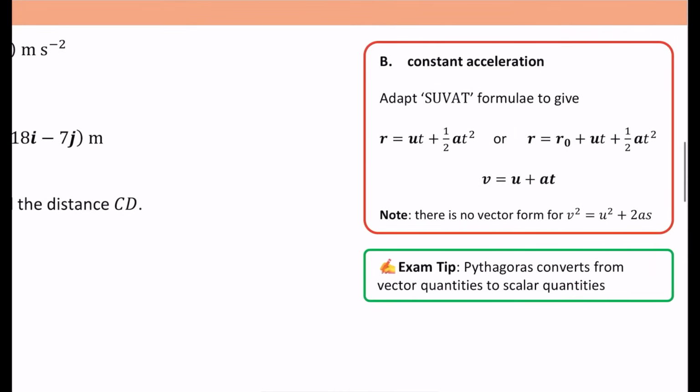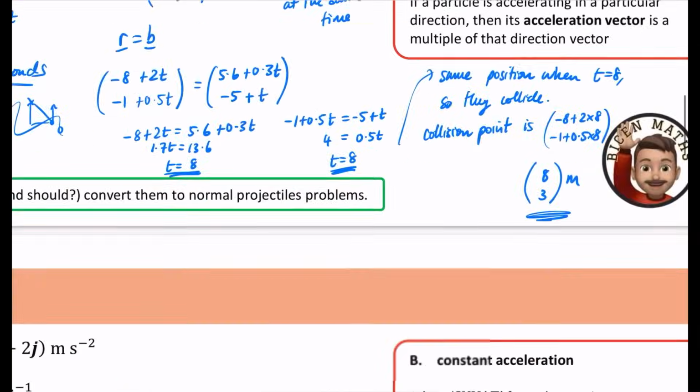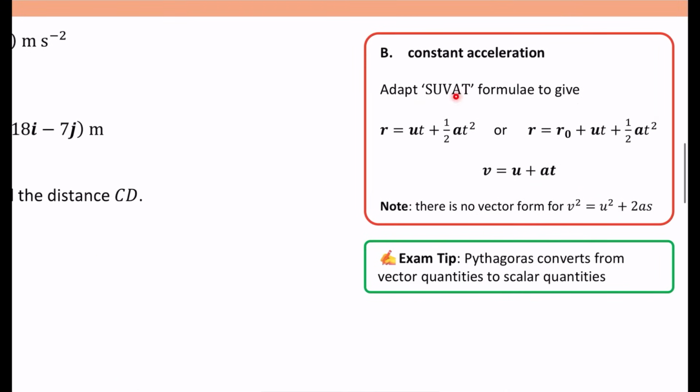So when I say normal techniques, I mean just the collision techniques. If we have a question where we identify constant acceleration, instead of adapting these GCSE formulae of distance equals speed times time, we adapt our SUVAT formulae. So we would normally have s equals ut plus a half at squared. We tend to use r for displacement. Or you have this adapted version where you're then able to take into account its initial position.